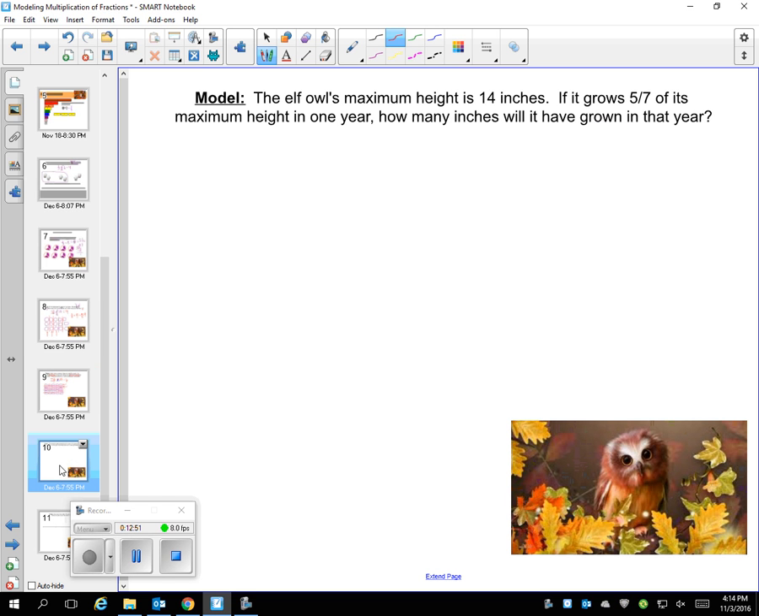Okay, let's do another. The elf owl's maximum height is 14 inches. If it grows 5/7 of its maximum height in 1 year, how many inches will it have grown in that year? So let's look at what we're talking about. 14 inches, and we need to know what 5/7 of its maximum height is. There's a fraction with that word "of" after it, so it means that we're multiplying 5/7 of 14. And remember, that word "of" means multiply.